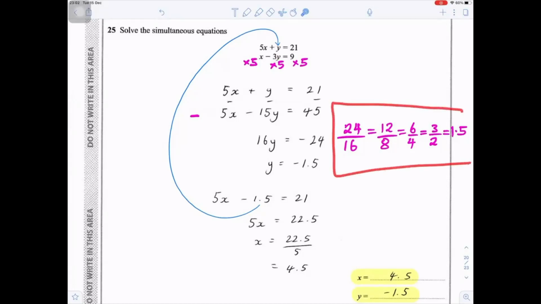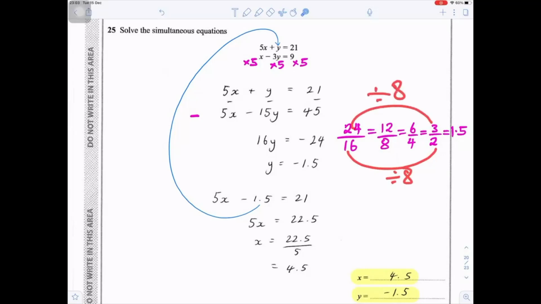Find half of 24 is 12, half of 16 is 8. Half of 12 is 6, half of 8 is 4. Half of 6 is 3, half of 4 is 2. And 3 over 2 is 1.5. You can simplify it that way. Or you can do 16 divided by 8 is 2 and 24 divided by 8 is 3. Now, y is minus 1.5.